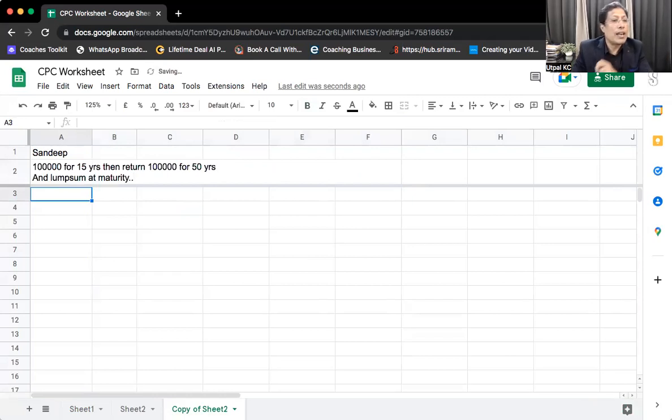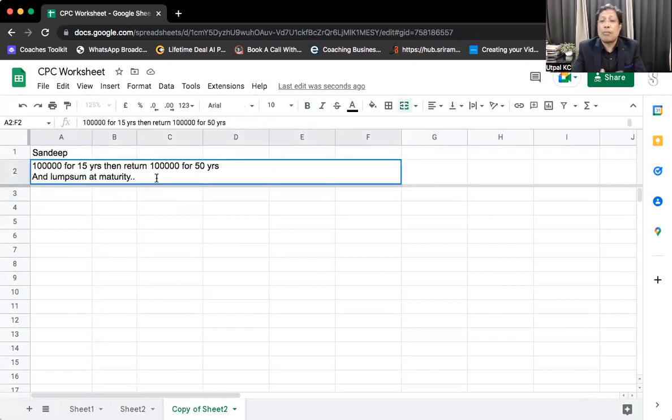So you are investing again 1 lakh rupees for 15 years, same. Then return 1 lakh rupees for 50 years, and a lump sum at maturity. You'll have to tell me this lump sum, then only I'll be able to calculate it. Sandeep, what is the lump sum?